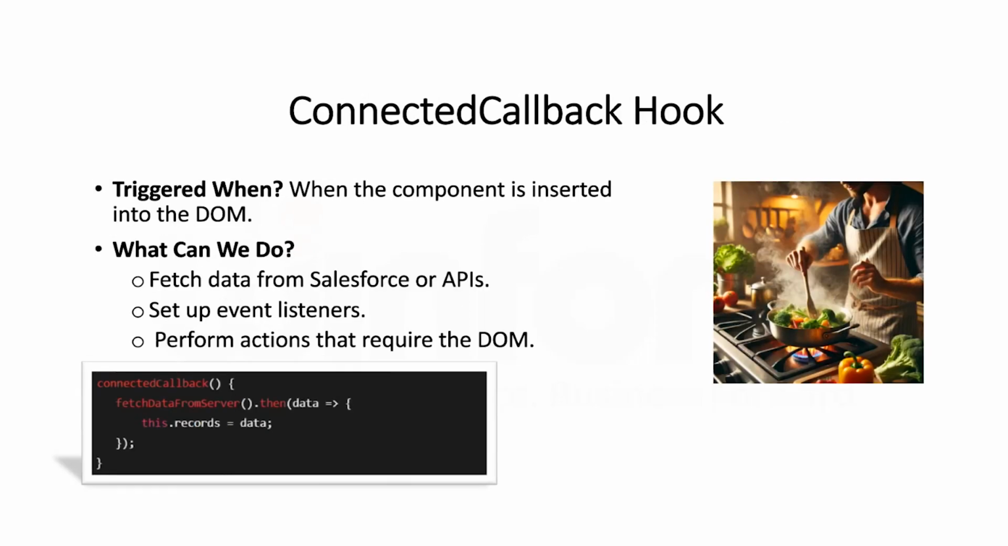Next, the connected callback hook. This fires when the component is inserted into the DOM, just like turning on the stove and starting to cook, fetching missing ingredients from the fridge or any other packets, and probably starting up a YouTube video on how to cook. So this is where the connected callback comes in. In Salesforce, we fetch data from the Salesforce APIs; we may need to fetch data from the Apex server to show it in the UI, set up event listeners, and perform actions. Here also we cannot fully access the DOM because it's being built. It's not yet built.